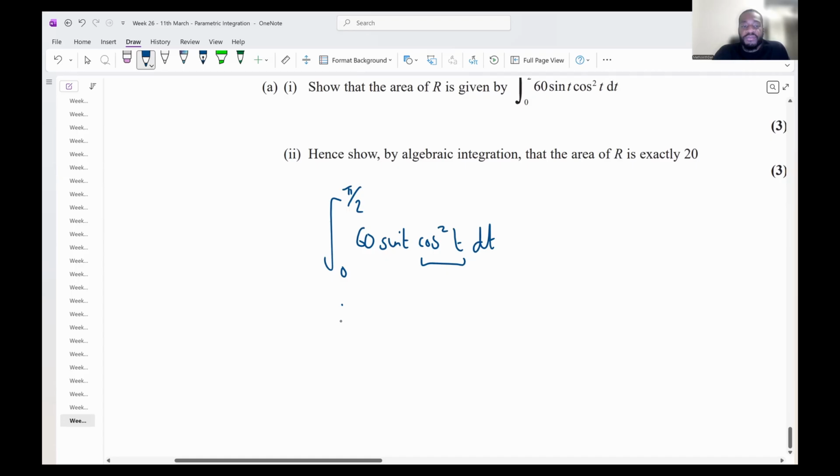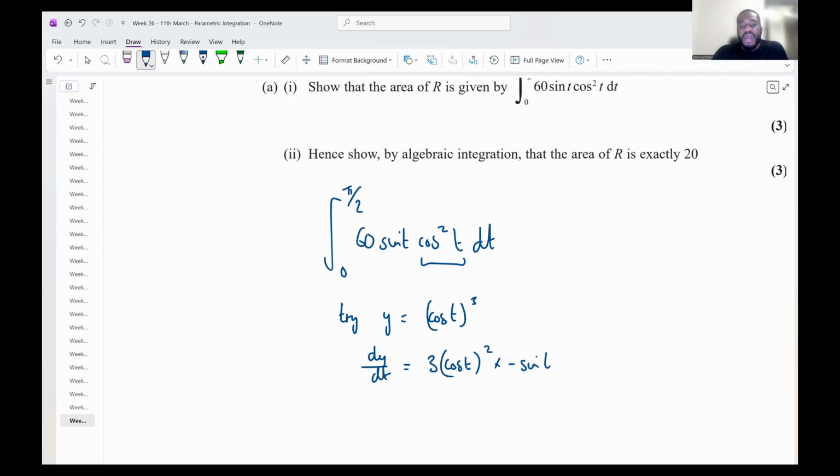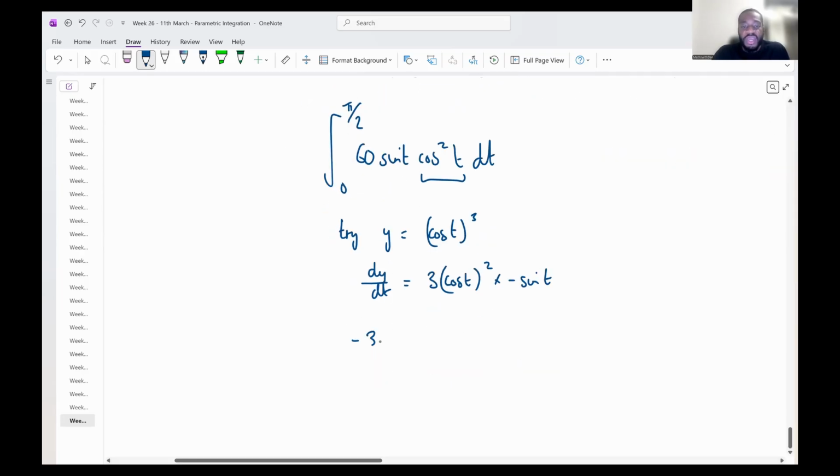So what I'll do is let's try y equals cos cubed t. dy dt, if I differentiate that, is going to be 3 cos t to the 2 times by minus sine t. And then that tidies up to be minus 3 sine t cos squared t. And then if I was to integrate that, I would get back to the original. Do you guys agree with that? Does that make sense? Yeah? Is everybody happy with that?